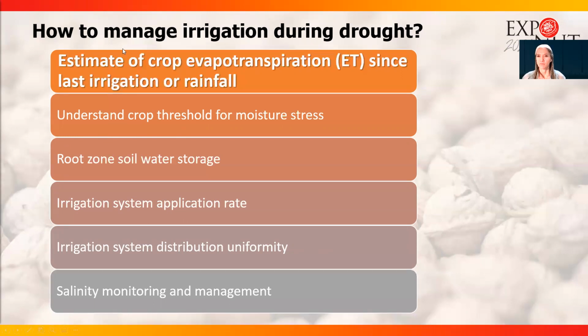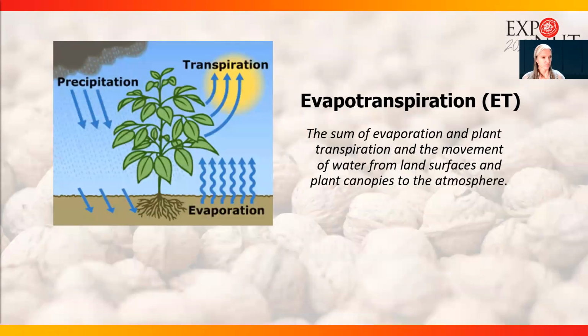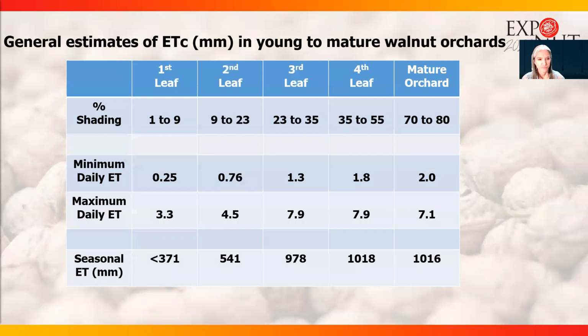So first, estimate of crop evapotranspiration and why this is an important number to understand between the last irrigation or rainfall event. Evapotranspiration is the sum of evaporation and plant transpiration and the movement of water from land surfaces and plant canopies to the atmosphere. A lot of research has gone into understanding and providing general estimates of evapotranspiration in walnut orchards from young to mature trees.